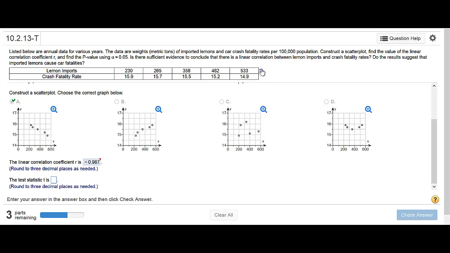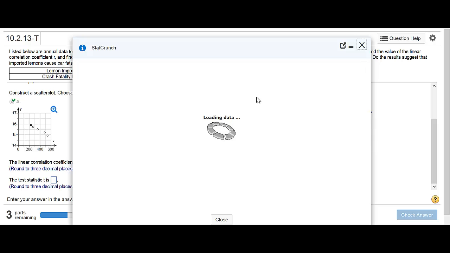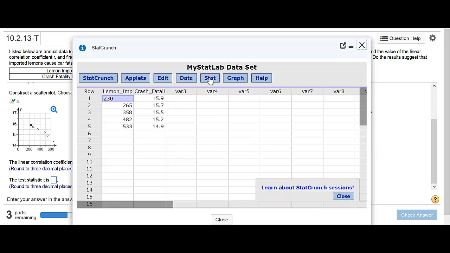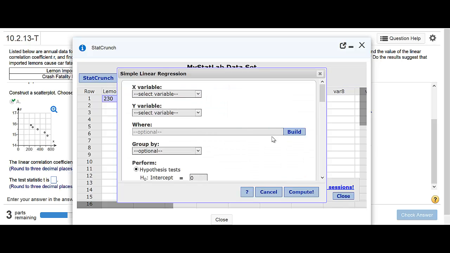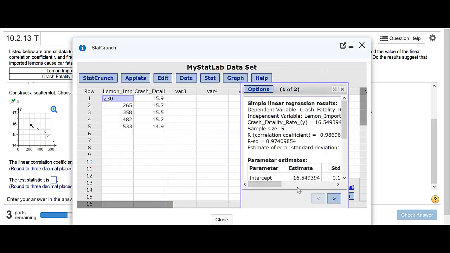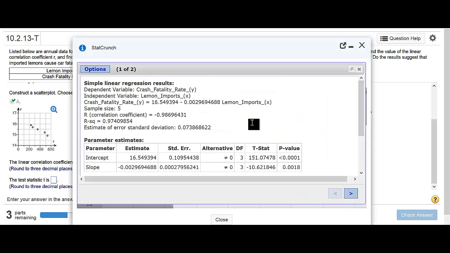To find the linear correlation coefficient, we will again open the data in StatCrunch, click Stat, Regression, Simple Linear, again choose lemon imports for X and crash fatality rate for Y, and click Compute. The result is an output table that gives us the correlation coefficient r here at minus 0.987 if we round to 3 decimal places.